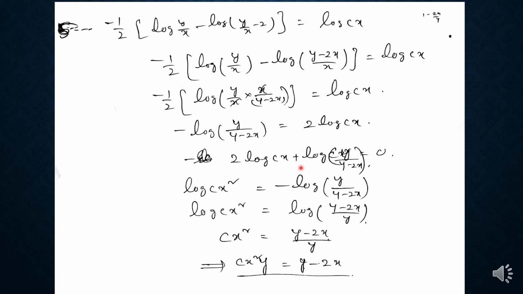Then 2 log cx + log(y/(y − 2x)) = 0, that is log c x² = −log(y/(y − 2x)). This can be written as log c x² = log((y − 2x)/y), that is c x² = (y − 2x)/y, that is c x² y = y − 2x. So this is the solution for the given differential equation.